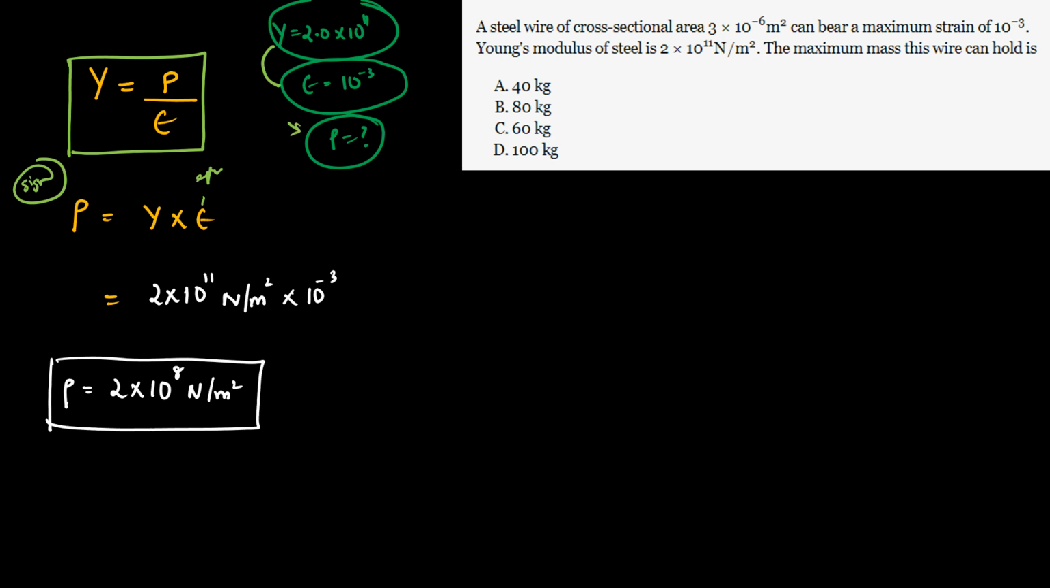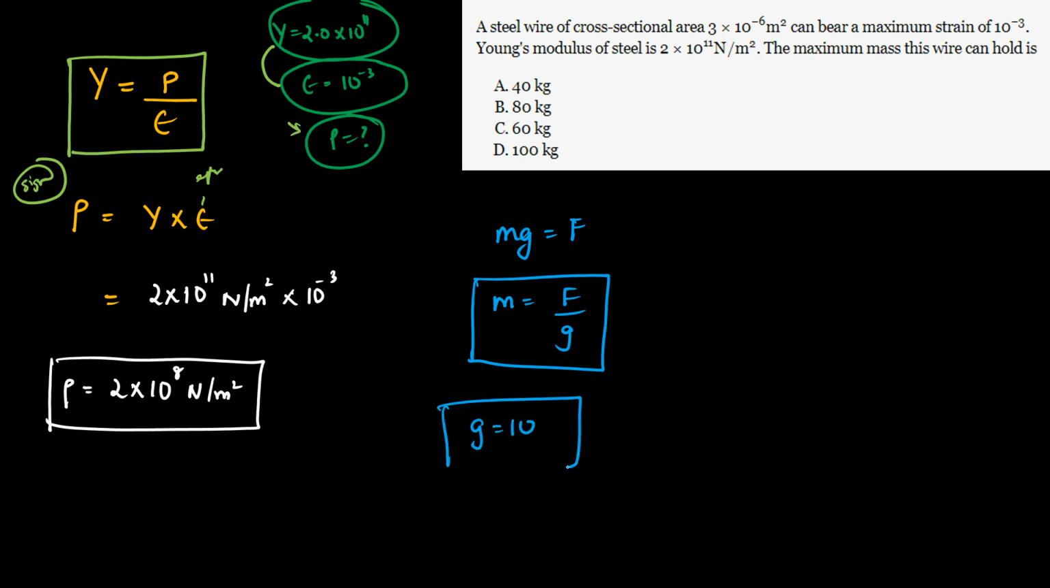Now let me go back to the question. What is it that they have asked? The mass is asked, right? So what is going to be force? How can I write force? It is going to be maximum stress multiplied by area. Stress is force divided by area, right? And here I can write mg will be equal to F. So what is your m? M is F divided by g. So I have to find out the value of F, because I know that g can be taken as 10.